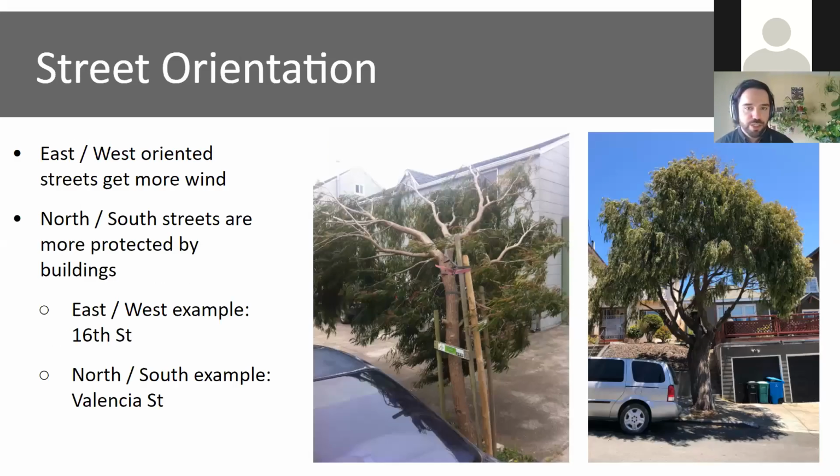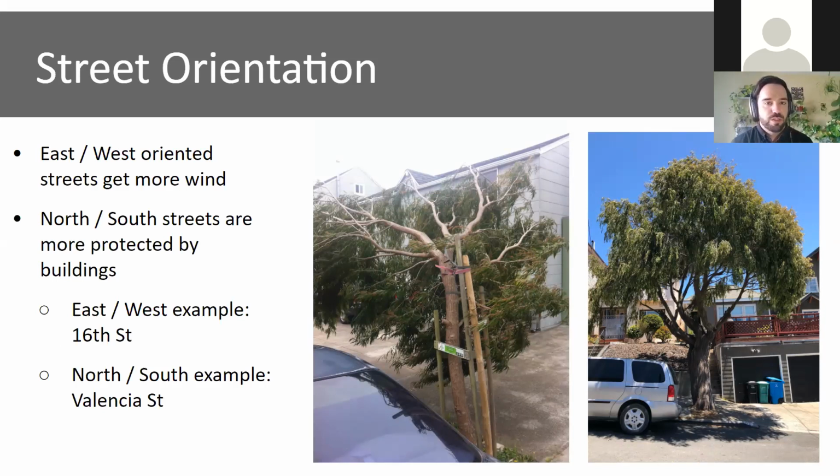So street orientation is big because the city of San Francisco is located at the tip of a peninsula, and we get wind whipping right off the Pacific Ocean through the bay. We're right at the tip of the peninsula, so that's where the wind naturally wants to flow. It doesn't want to go over the mountains of Marin or lower in the peninsula. It wants to go right through the Golden Gate.